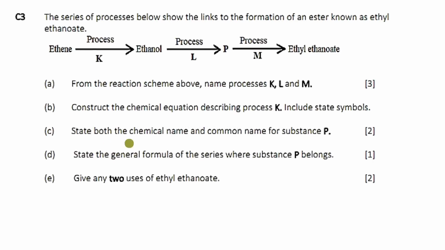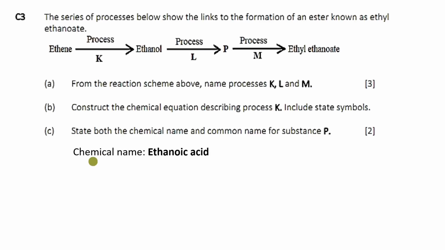State both the chemical name and common name for substance P. So substance P, we said ethanoic acid. So this one is ethanoic acid, which is vinegar. So we'll say chemical name is ethanoic acid. Common name is acetic acid or vinegar.